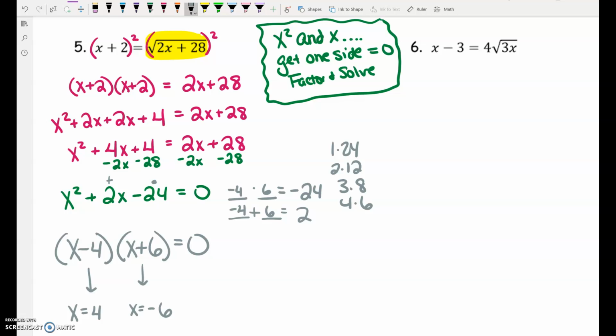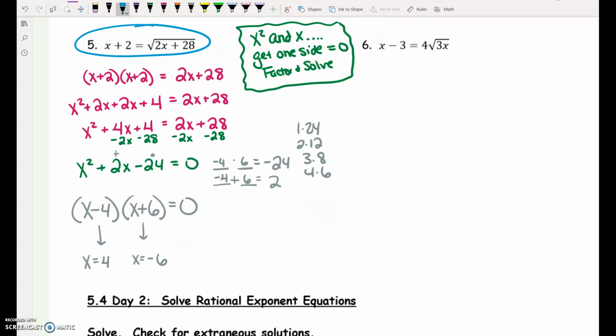Okay, red flag. If you get two solutions, the chances of one or both of them being extraneous increase significantly. If you have two solutions, you better be checking both solutions, because there's a really good chance that one of them might not work. When we check them, we're going back to the original equation up here before we did anything. And you can use mental math to do a lot of this.